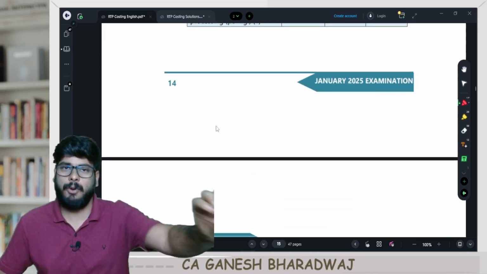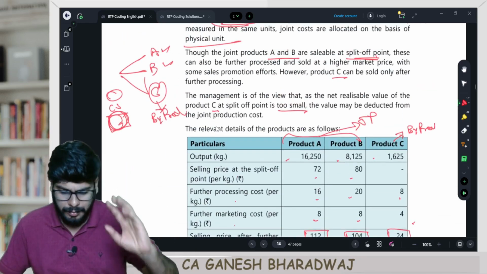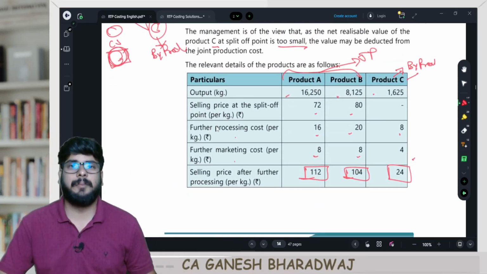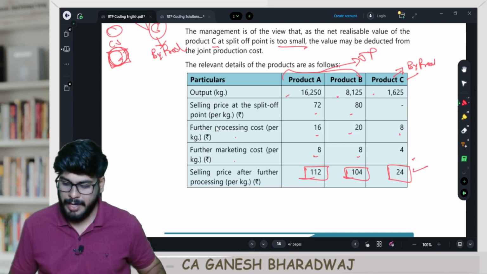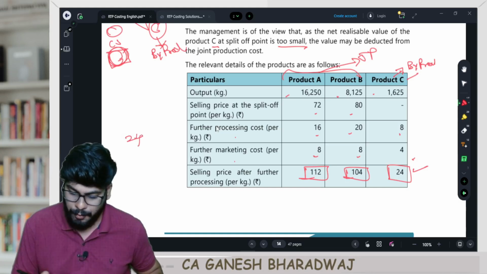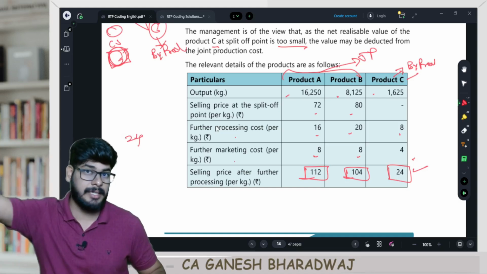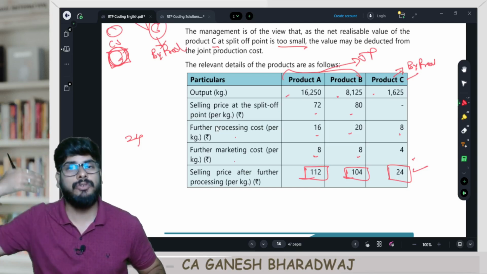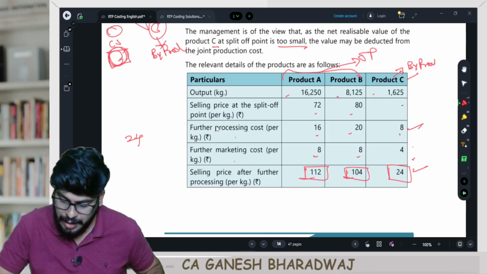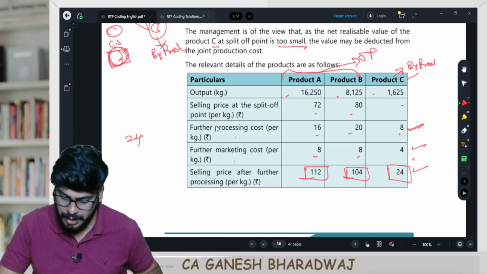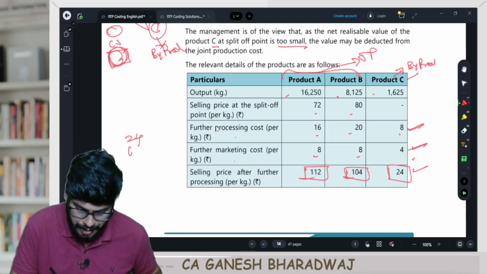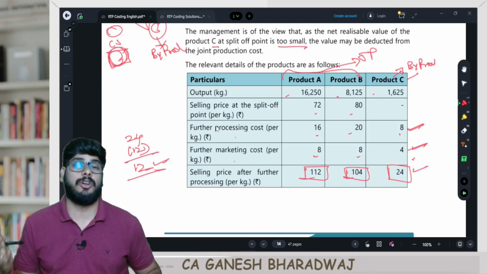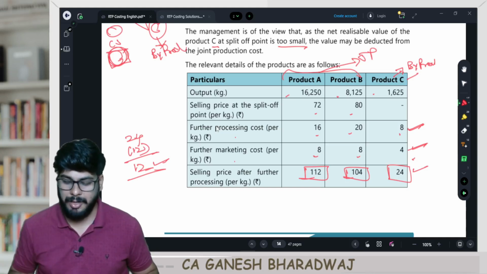Now first, let's do the first part of the question. So now approach the solution. What you need to do, as I just told you, is take the byproduct first, right? So what is the final selling price of the byproduct? 24 rupees, right? This is the final sales value of product C. For you to actually get the sale value, you need to incur a further processing cost of 8 rupees and further marketing cost of 4 rupees, right? So 8 plus 4 is 12 rupees. You reduce this 12. So technically speaking, the NRV that you get from your byproduct C is going to be 12 rupees per unit, right?